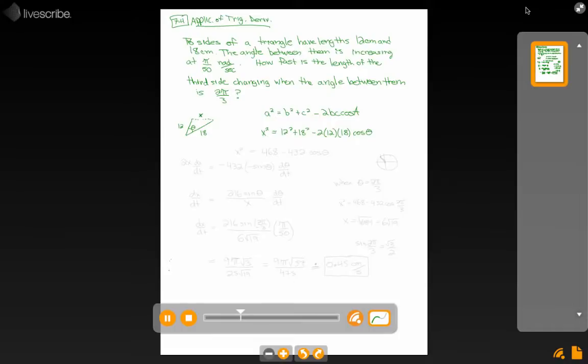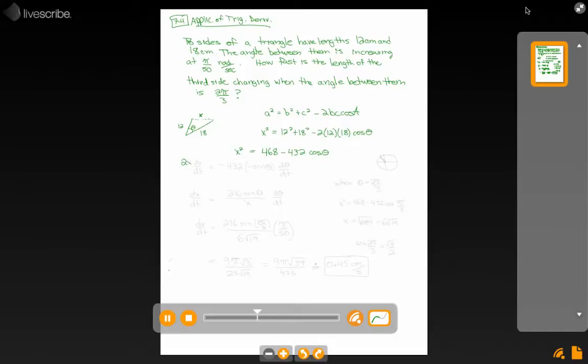So I have two unknown things here in this equation. I have two variables, x and theta. If I take that a step further, I won't take the derivative just yet. I'll have x squared equals, if I do some of this number crunching here, 468 minus 432 cos theta. So at least I know d theta by dt from what was given in the question, and I want dx by dt. That's a perfect situation, because now I'm going to differentiate everything with respect to time.